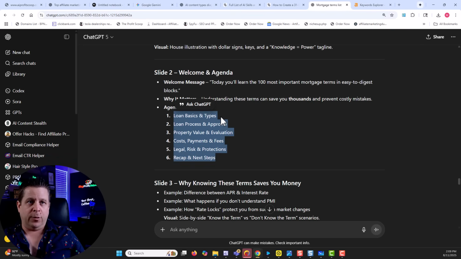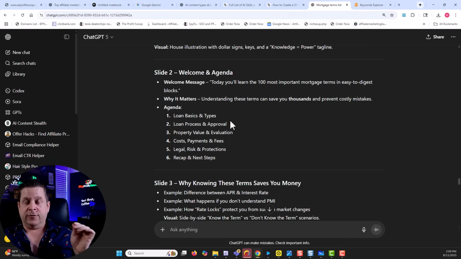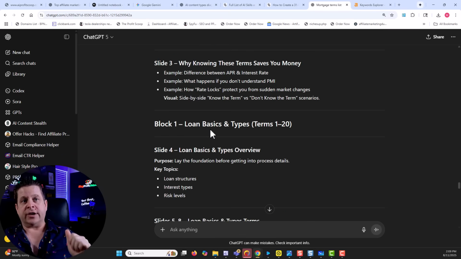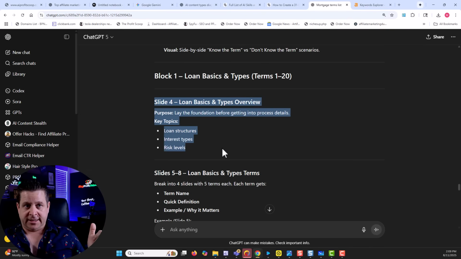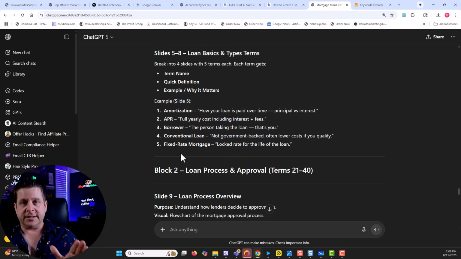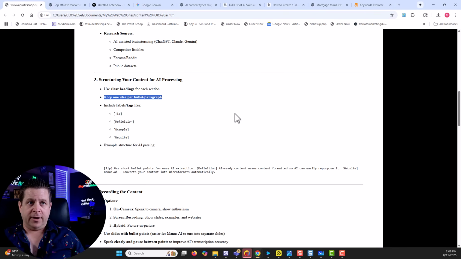Now, going through here, we want to look at each one and make sure these are separable by AI. We want to make sure it knows, boom, here's the big thing. The way you do that is by saying, here is the agenda for this slide, here is what you need to know. Then it'll extract out and say, here's the loan basics, here are the types, and everything's going to be systematic. Same kind of thing if you're doing how to create videos online or whatever it is. Very, very important. Then you can include labels and tags like tip, definition, example, website.